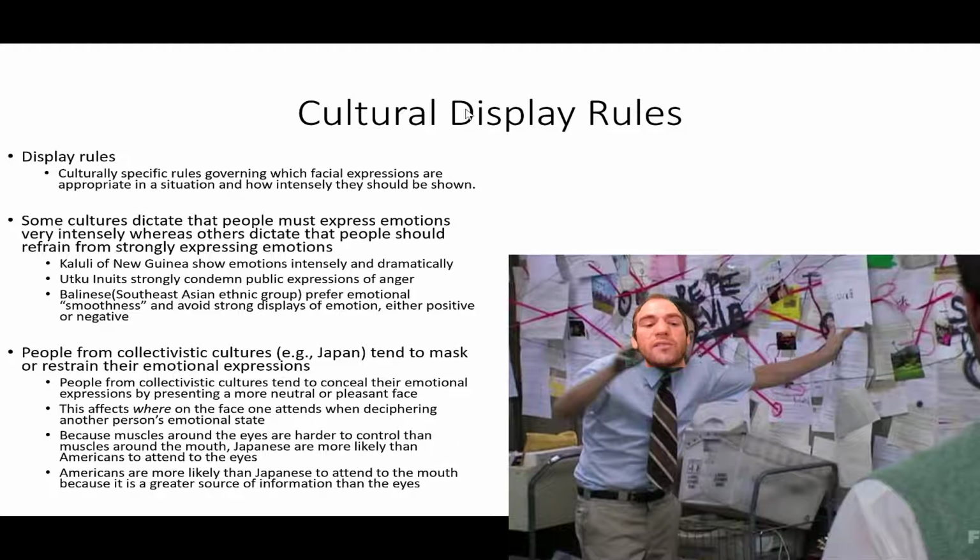And what researchers find is that Japanese individuals tend more to the eyes, and that is because, as stated, collectivist cultures, and Japan specifically in this study, tend to mask or restrain their emotional expressions, and the eye muscles are more difficult to restrain. Thus, they give a valuable cue to another individual's emotional state. Whereas Americans will look less at the eyes because they in general have a much more expressive face, so you don't have to attune to these micro details in the eye.